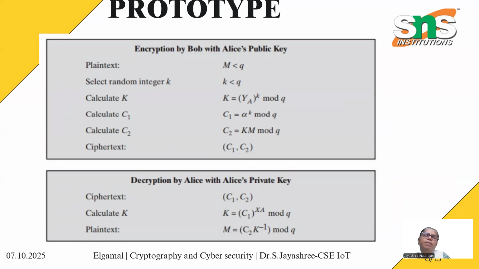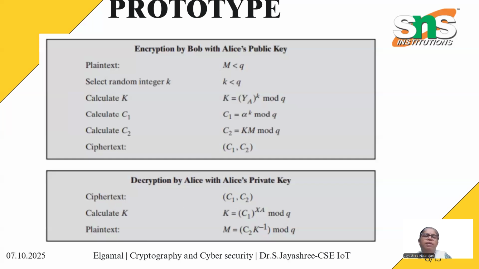That is the robustness in this algorithm. Calculate K, capital K, equals YA to the power of small k mod q. Then calculate C1 and C2. C1 is ciphertext 1, C2 is ciphertext 2. C1 equals alpha to the power k mod q. Then C2 equals K times M mod q. From that, my ciphertext is C1, C2. This is encryption by Bob. Then what is decryption by Alice?